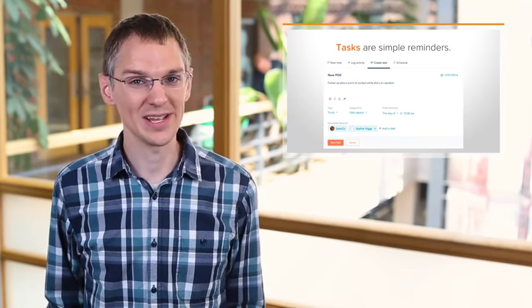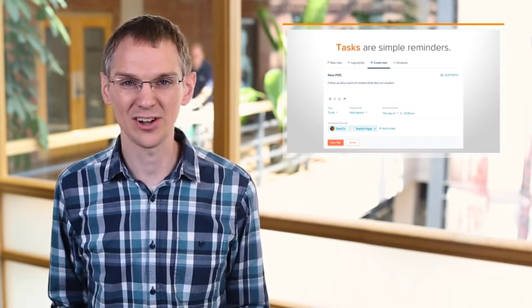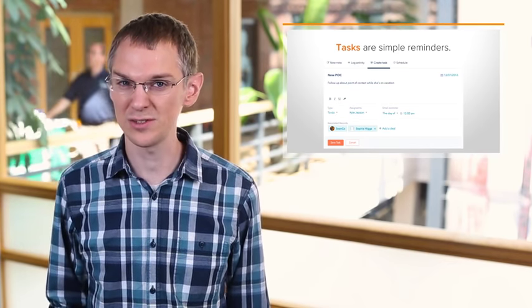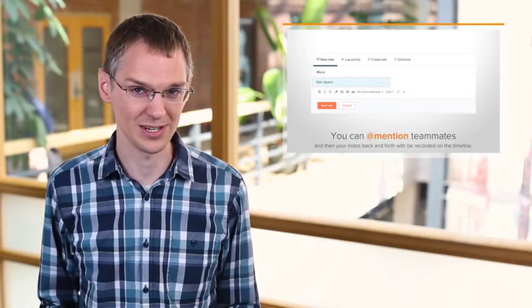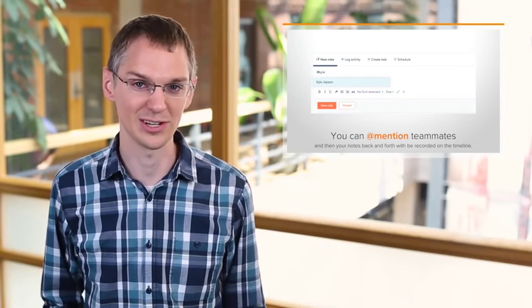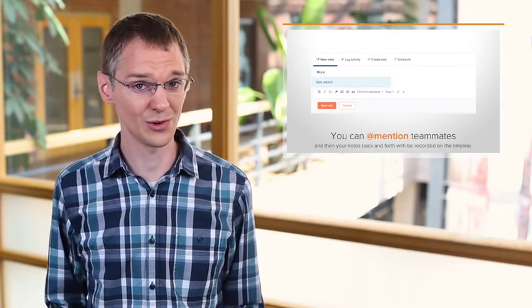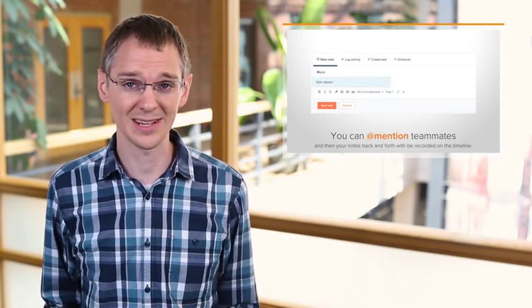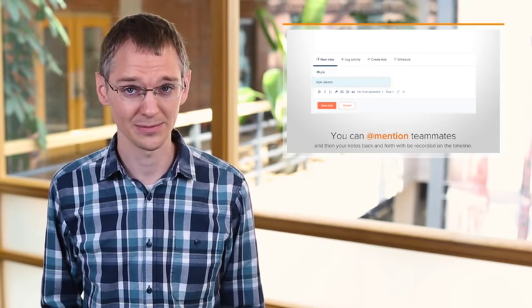Tasks and notes are great ways to collaborate with other people on your team. Anytime you need to have a conversation about a contact, notes are the place to do it. You can @mention teammates to bring them into the conversation, and then your notes back and forth will be recorded on the timeline for future reference. You can also assign tasks to your teammates if there's something you need them to do on a certain date. This way, all communication, both internal and external, will show up together on the contact's timeline, giving you a full account of what's happening with them.